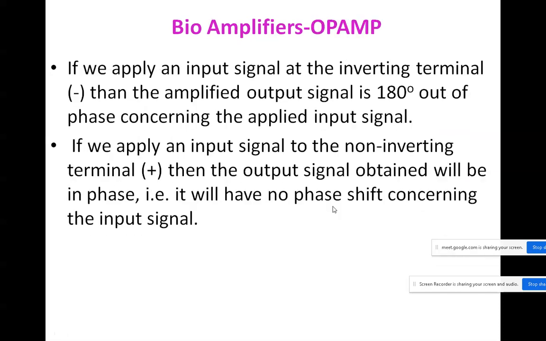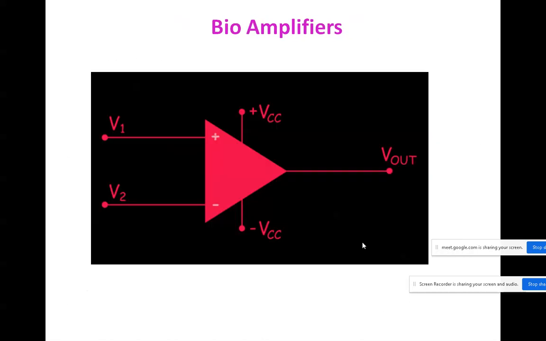And if you apply the input signal to the non-inverting terminal, the output signal obtained will be in phase. In phase means zero phase difference with respect to your input signal. So if you give a positive input signal, the output will be positive, and if you give a negative one, you get negative. This is the non-inverting terminal, the positive terminal.